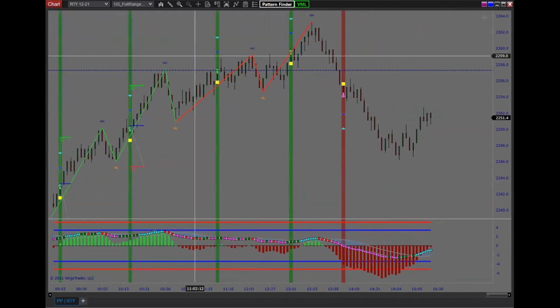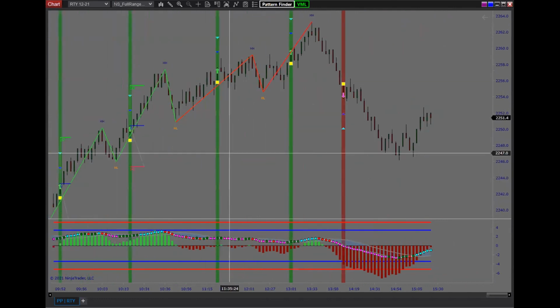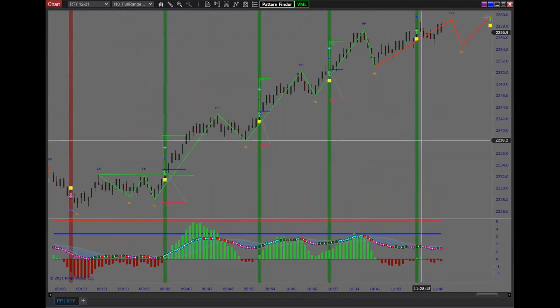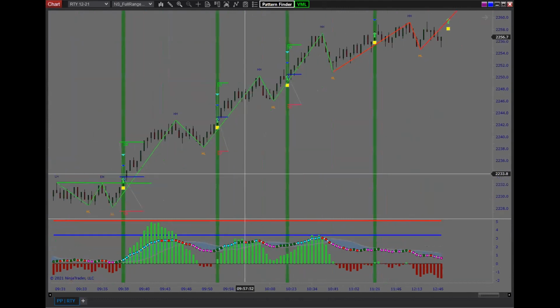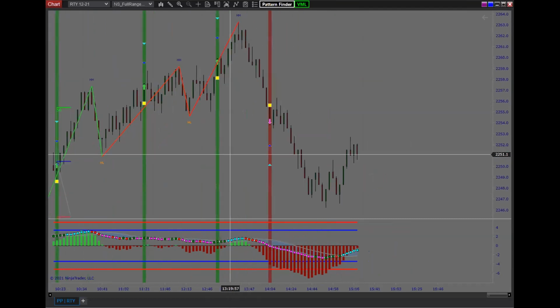Okay. At this point, I'm not looking for longs anymore. I'm not trying to beat the dead horse. The market has given me what I want. For crying out loud, I've got over 150 ticks already just on 3 trades, if you traded it that way. And then here we go.